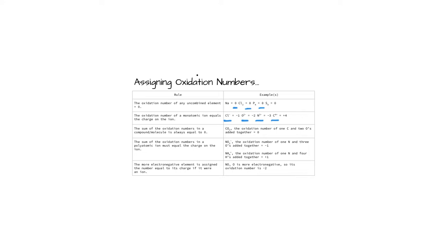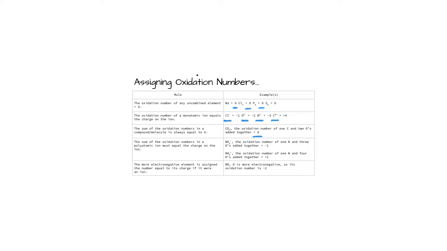Rule number 3, the sum of the oxidation numbers in a compound or molecule is always equal to 0 because those are neutral. So our example here is carbon dioxide gas. The oxidation number of one carbon and the 2 oxygens added together is equal to 0 overall. So you would have to determine what the oxidation number is for the carbon by itself and the oxygens. There are 2 of them in that molecule. We'll do an example of that later on.